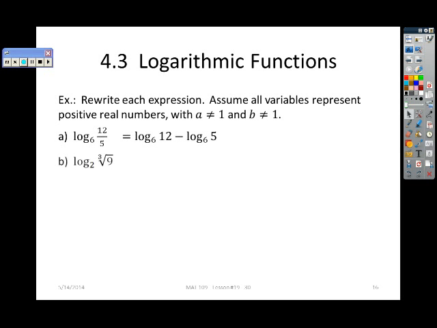If you're given something like this, where you're taking the logarithm of a root, remember that a radical can be changed into an exponential form, where you have a fractional exponent. Once you have an exponent, you can use that power rule and bring that exponent down, and so then you're just working with the logarithm of the number.